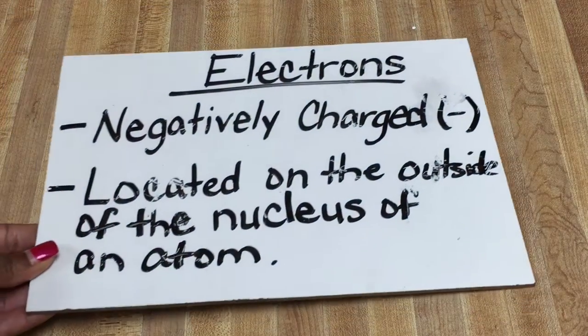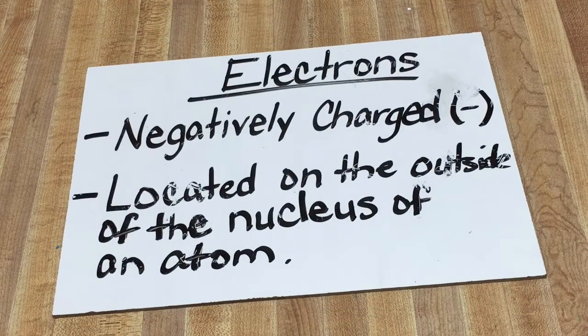Electrons are different in that they are not in the nucleus of an atom and they are negatively charged. So there's a negative sign in the parentheses. They are located on the outside of the nucleus of an atom. Those elliptical circles you saw around the nucleus are called orbitals, and the electrons are located on those orbitals, and they revolve around the nucleus of an atom.